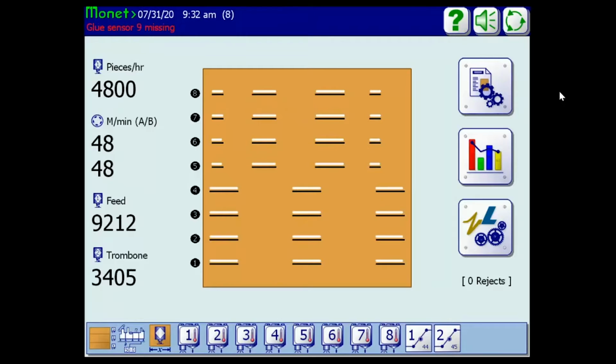Today, I'm going to give you some training and a tutorial on our Monet user interface, basically our gluing and detection software.